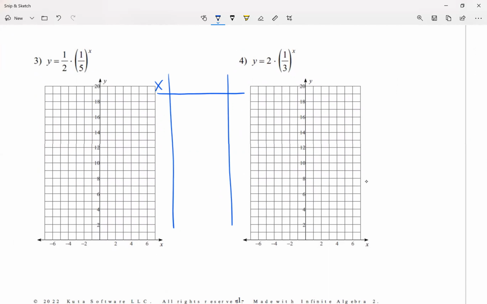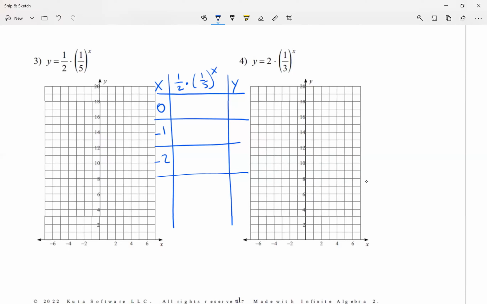I have x in between. I'm on the far left. I have y on the far right. And in the center, I'm going to write 1/2 times (1/5) to the x, right? That's the equation. Now the x values, I'm always going to choose 0, but I'm also going to choose negative values. So -1, -2, -3. I'm going to choose, in this case, negative values.